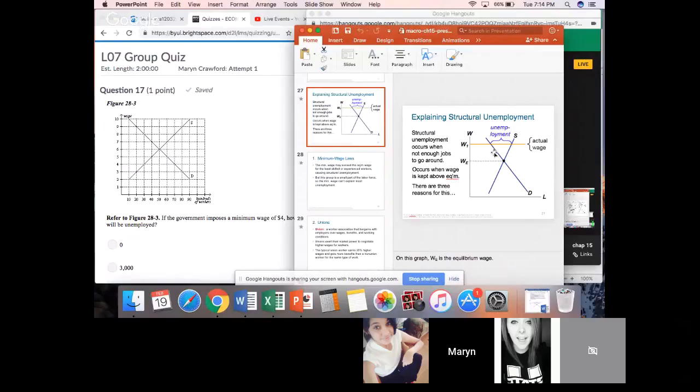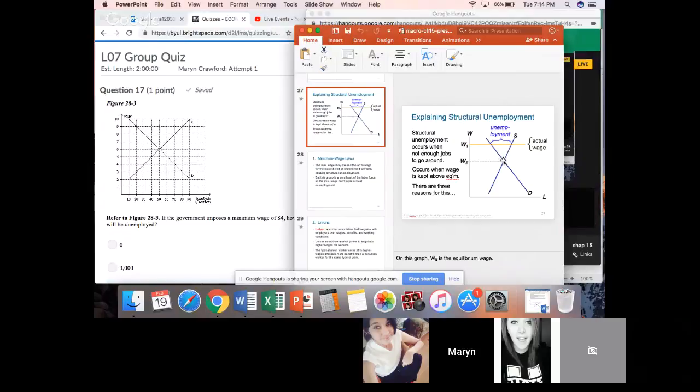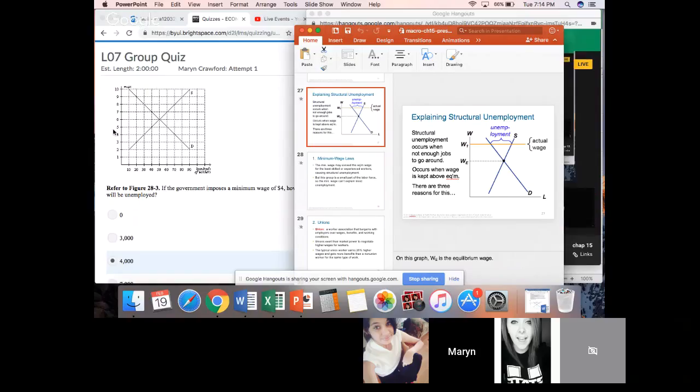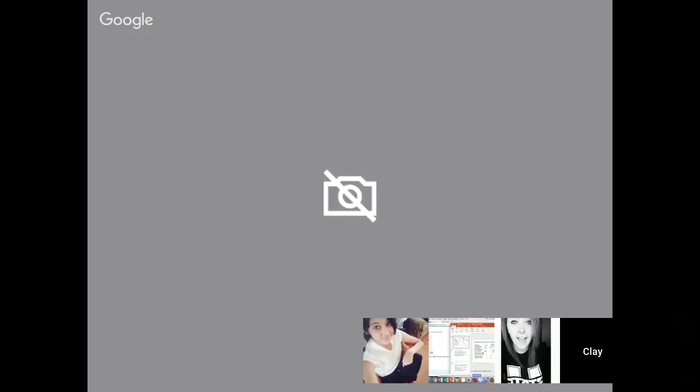Can you guys see this chart? Mm-hmm. Yep. So let me read this again. So it shows you where the equilibrium is, and then unemployment is above. But with this one, $4 is underneath equilibrium again. I don't know if that makes a difference.